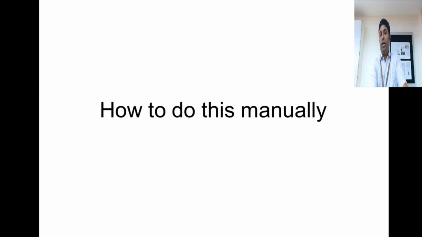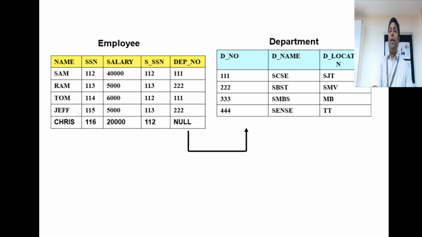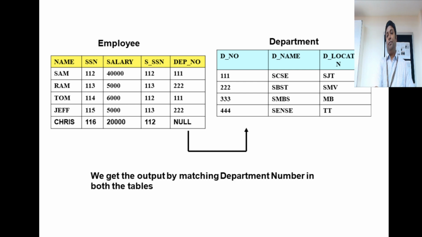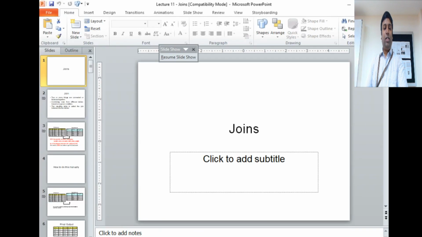So we have looked at doing that manually, and this is how we have received the output. We got output by matching department number in both the tables. The condition, anytime I ask you, you should be able to say, what is the condition? Department number is equal to department number. How to write a SQL query to join these two tables? Very simple. Let's go to SQL Plus.